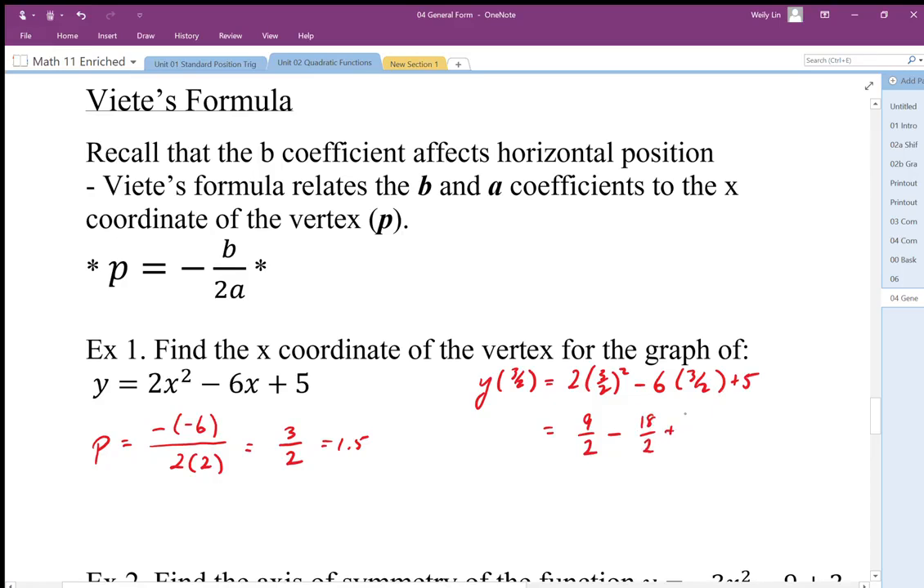plus, and let's make that 10 over 2 to get a common denominator. So we end up with positive 19 over 2 minus 18 over 2, which gives us positive 1/2. So the vertex ends up being at 3 over 2 and 1/2, and you can graph that to confirm it.